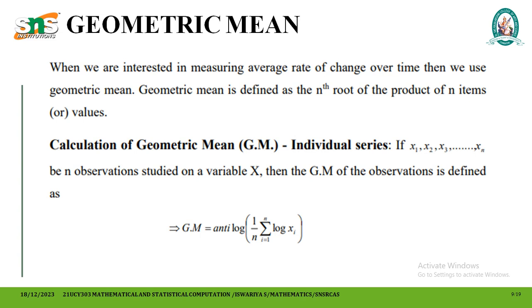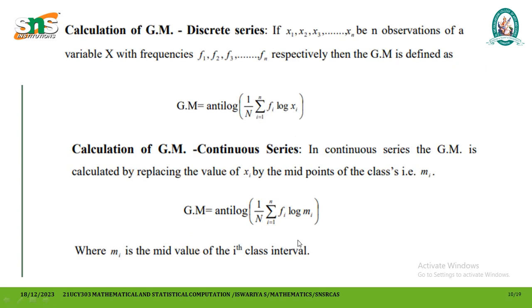The formula for the geometric mean of an individual series is anti-log of 1 by n, summation i equals 1 to n, log of x. The formula for the discrete series is anti-log of 1 by n, summation i equals 1 to n, fi log x. And for the continuous series the geometric mean is equal to anti-log of 1 by n, summation i equals 1 to n, fi log m.